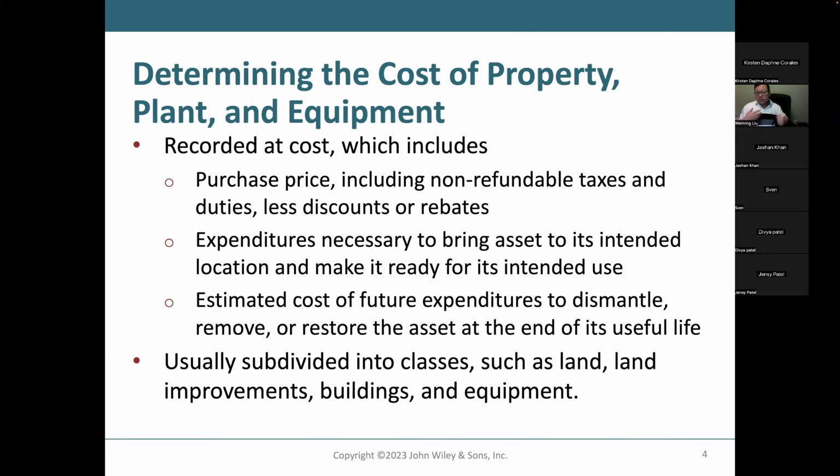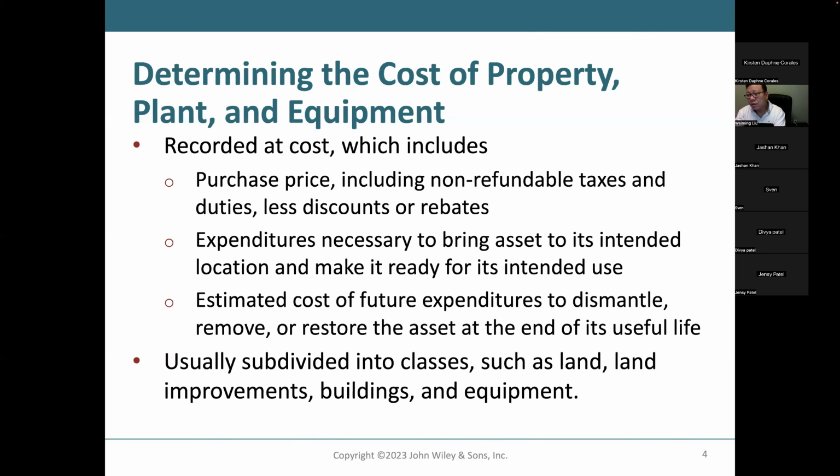So the idea is when you are thinking about the cost of the building, you are not only thinking about the current cost, right? I need to pay for shipping cost. I need to pay for installation cost. You also need to consider that in 30 years, when I'm ready to get rid of it, a significant amount of cost will be incurred, right?